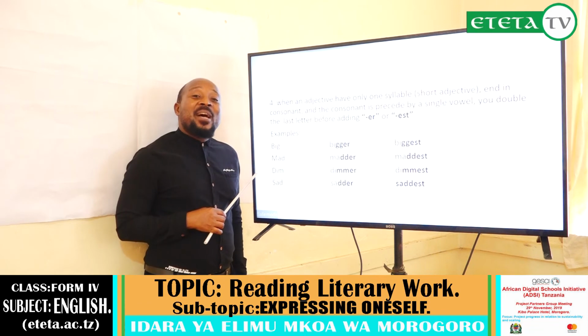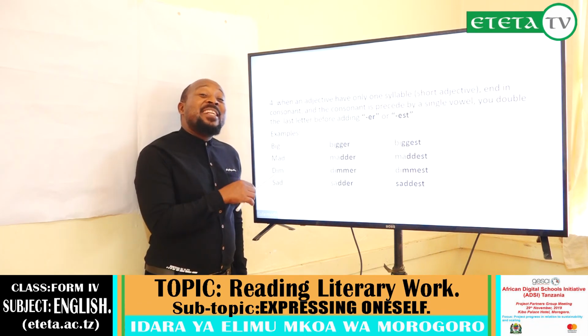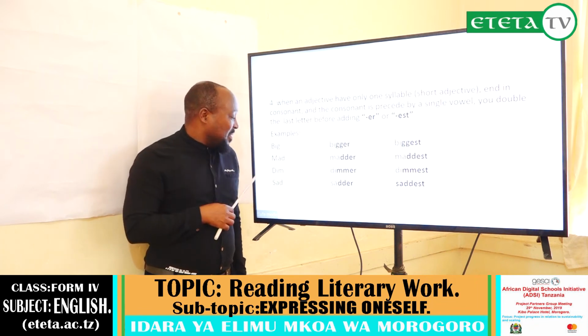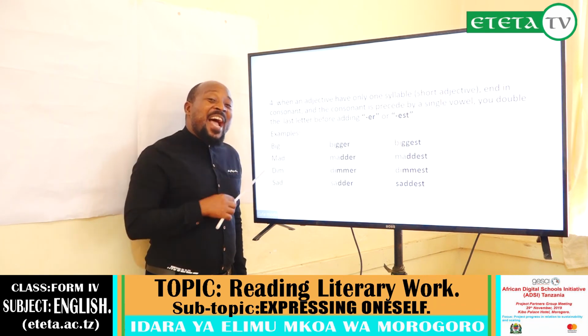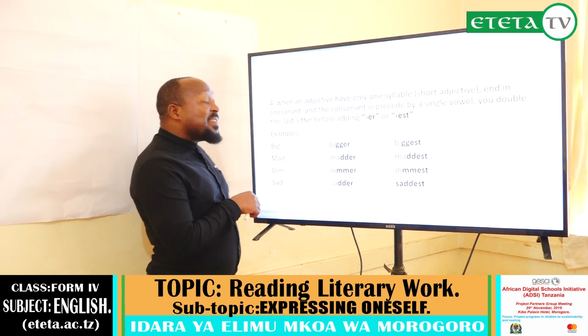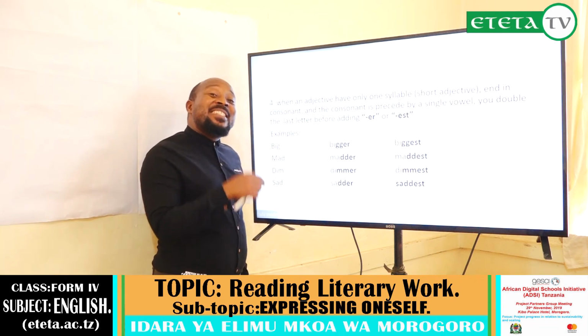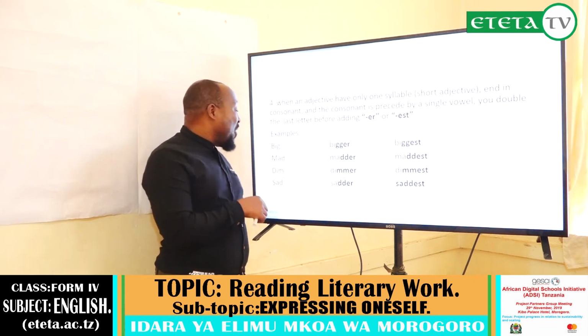Check here. You have mad. The word ends in D, and behind this consonant D, there is a vowel. There is dim. It ends in M. Behind M, there is I. There is sad. It ends in consonant D. Behind it, there is a vowel A.